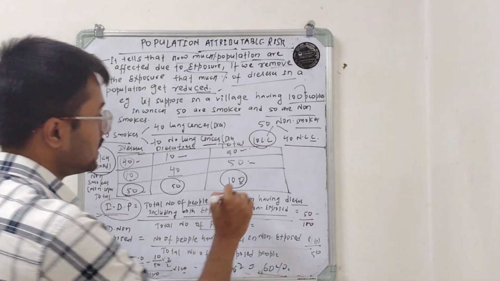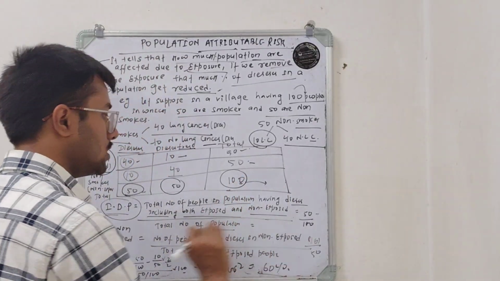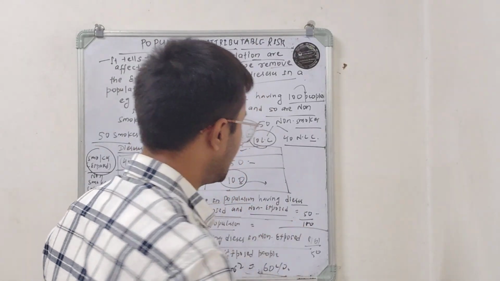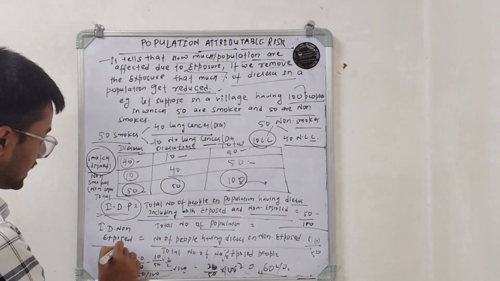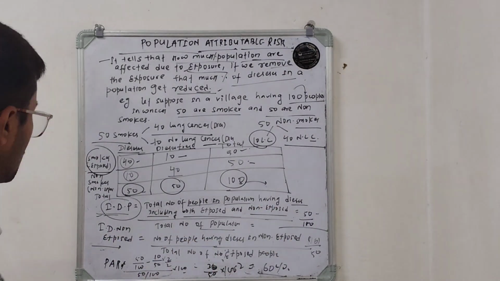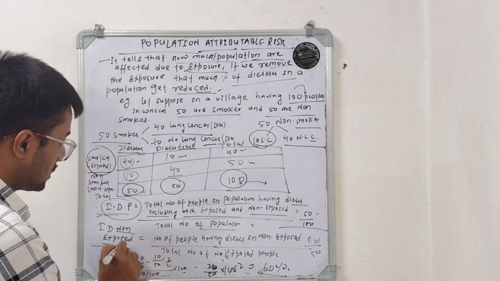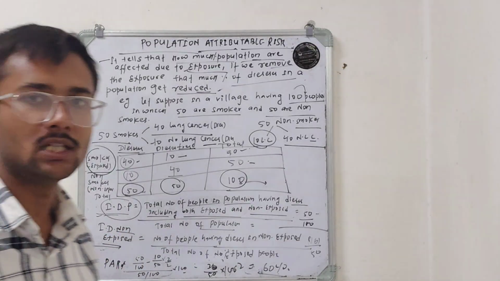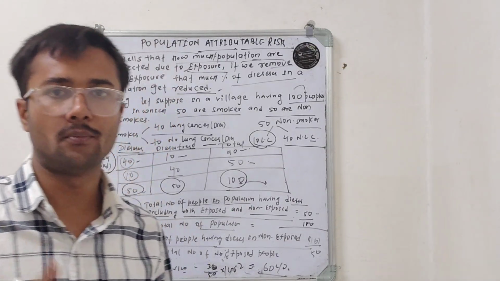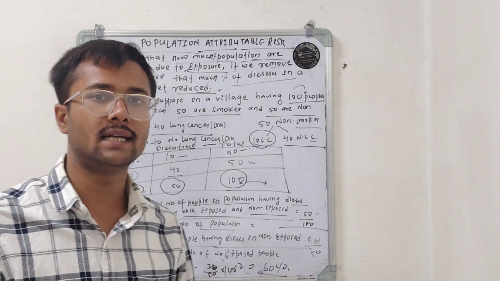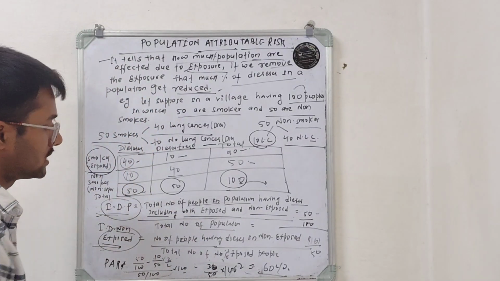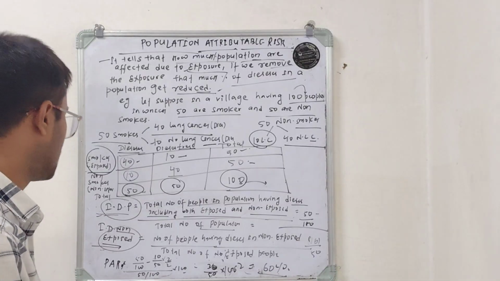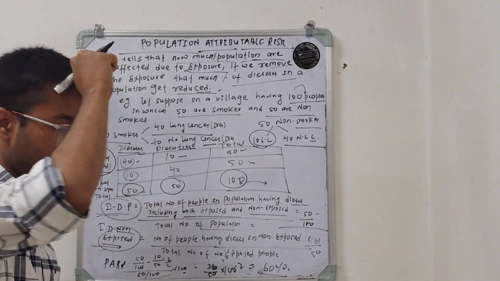So the total number of population is 100. This is the one data that we have to calculate. The second thing we have to calculate is the incidence of disease in non-exposed. First we calculate the incidence of disease in the population, and the second we calculate the incidence of disease in non-exposed conditions.